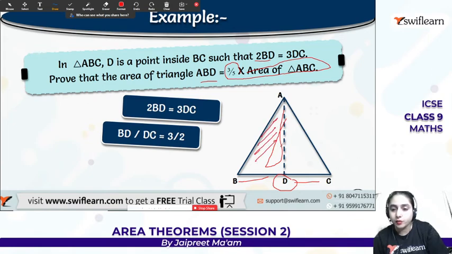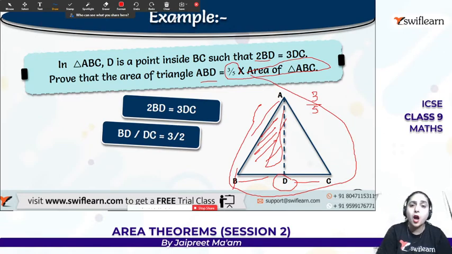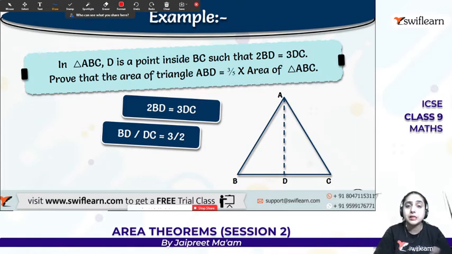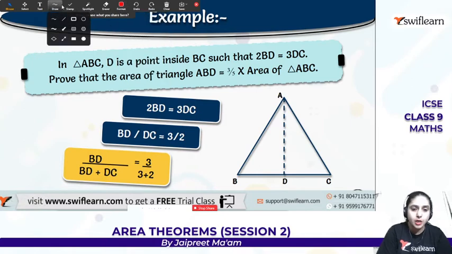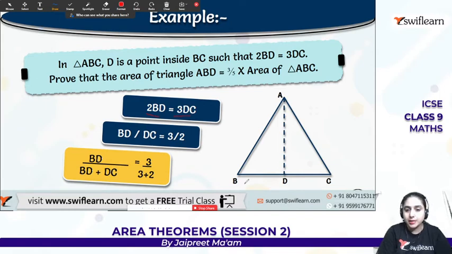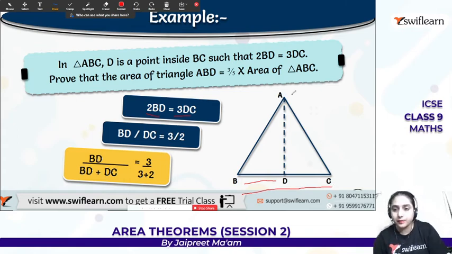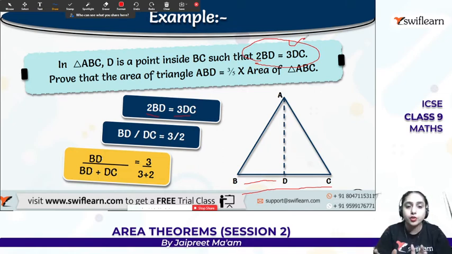We have to prove the area of this triangle is 3/5 of the area of ABC, that means this full triangle. Now how are we going to use this theorem which we have just learned, how are we going to apply this theorem? So let's begin. Twice BD is equal to thrice DC. It's given in the question. First of all, every time check what is given in the question and what we have to prove. Then we can go step by step.